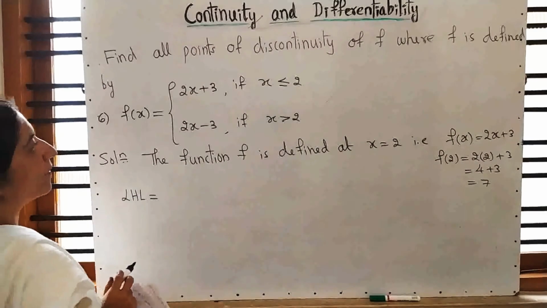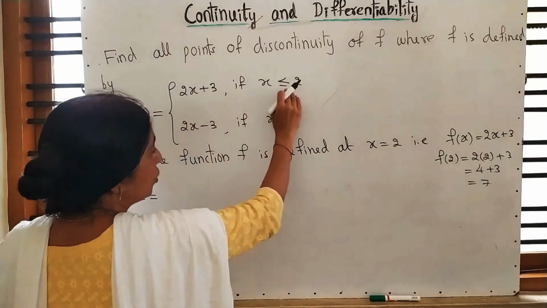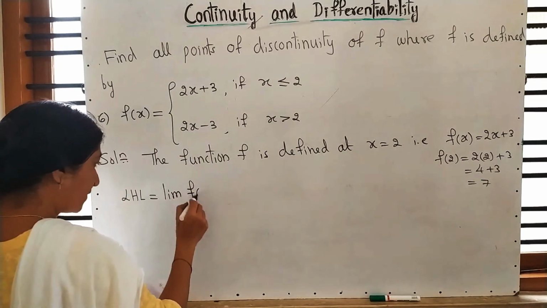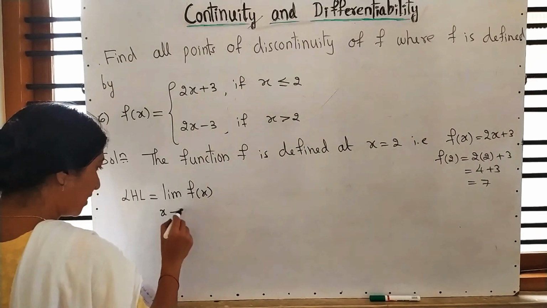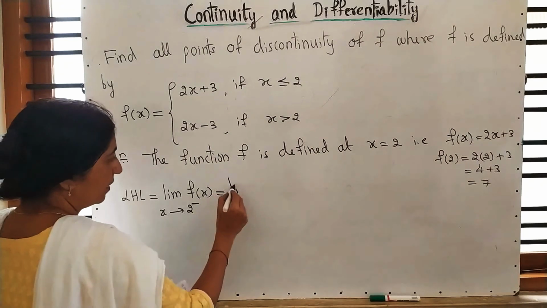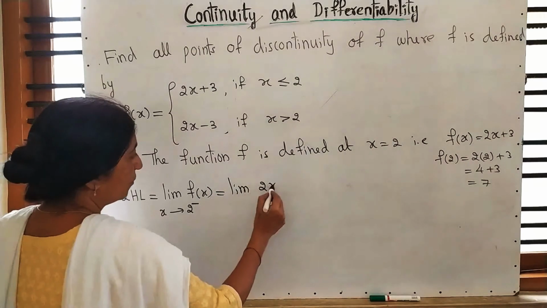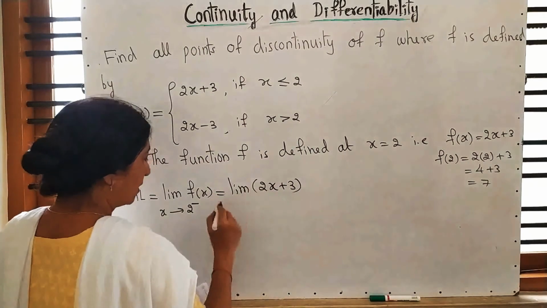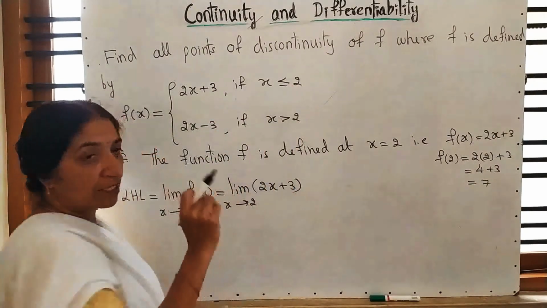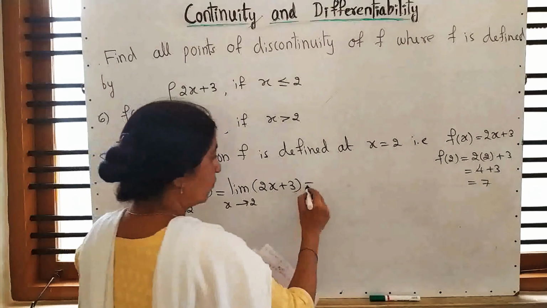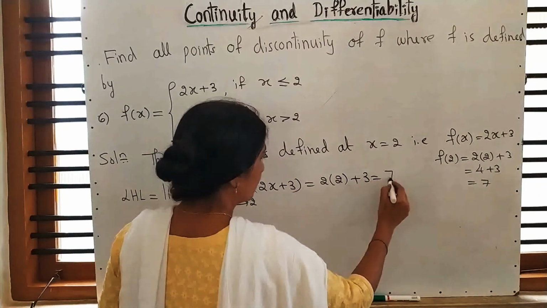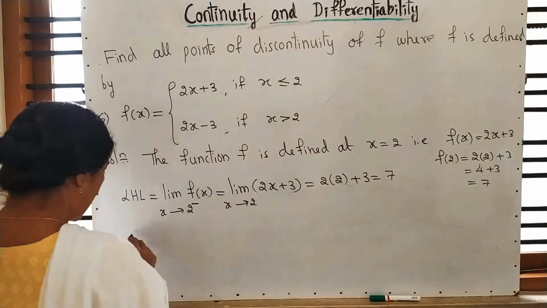Now we are moving to the left hand limit. In left hand limit, see in the first expression x is less than 2. First step is limit f of x as x tends to 2 minus. It is the limit of 2x plus 3 that we have to select, because in this the expression is x is less than 2. Now wherever x is there, write down 2. Simplify.